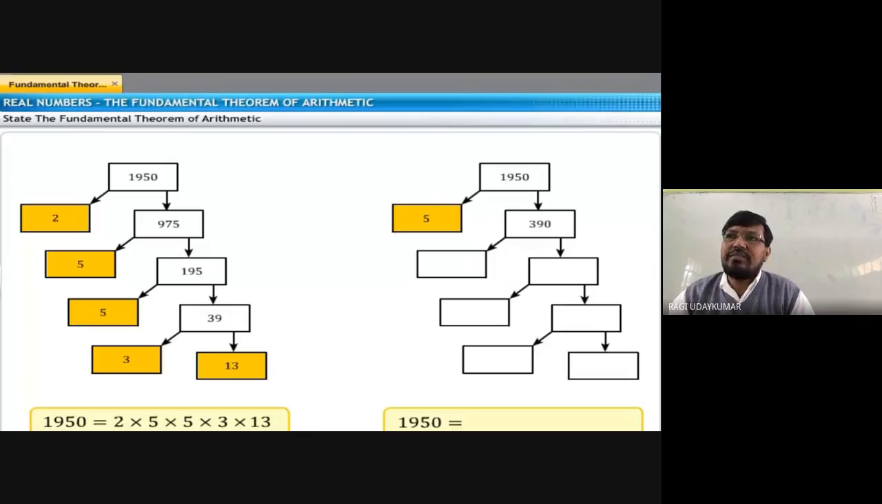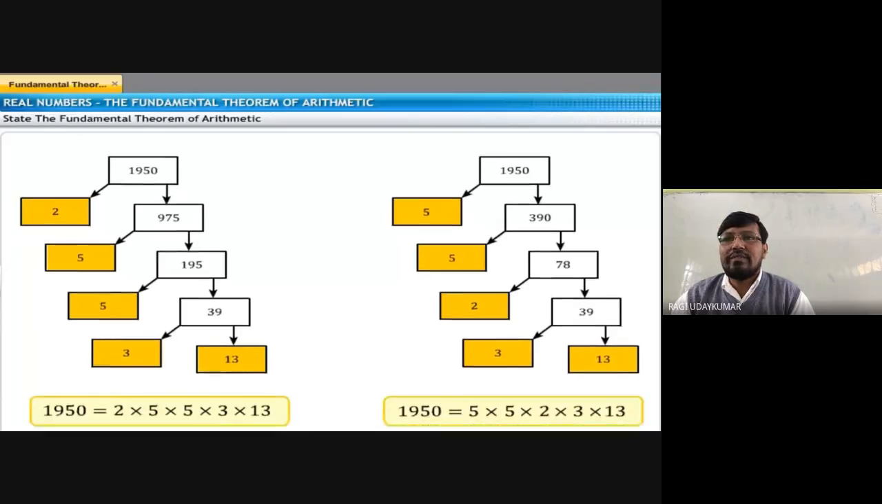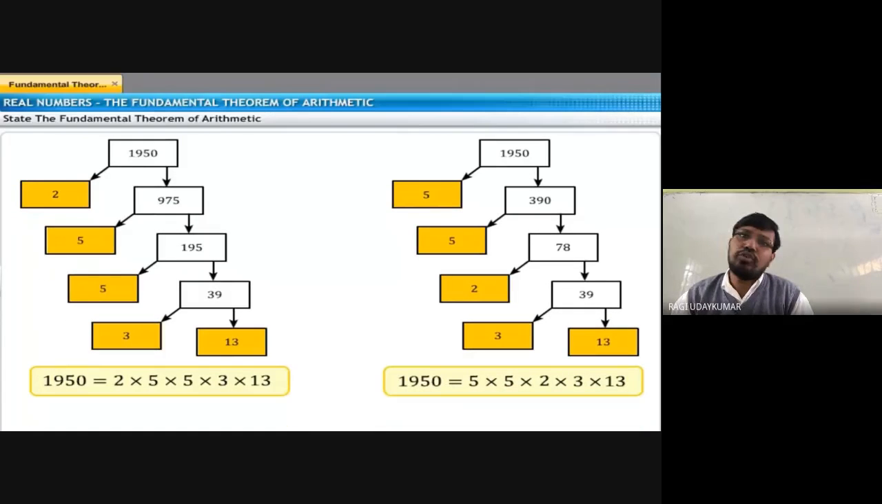Sir, I know that it is divisible by 5. So 5 into 390. Next 5 into 78. Next 2 into 39. Next 3 into 13. So in the end, what do you get here? 5 into 5 into 2 into 3 into 13. Both are the same product, the numbers are the same, but the order is different.